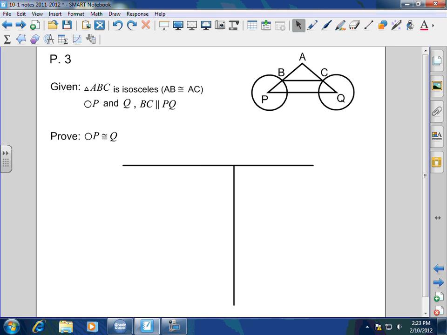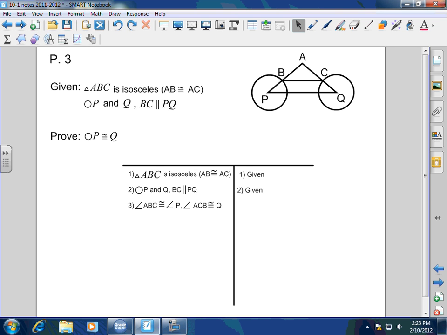So, of course, first thing, triangle ABC is isosceles with AB congruent to AC, and that is, of course, given. Also, we have that BC is parallel to PQ, and circle P and circle Q are in existence. That one's a given. And then for our third one, I'm sorry it's taking so long today.